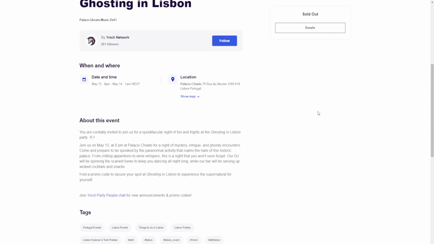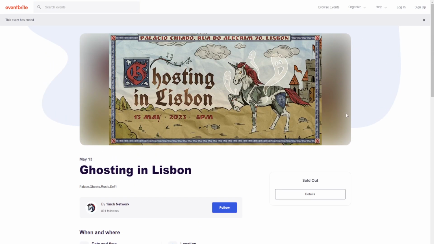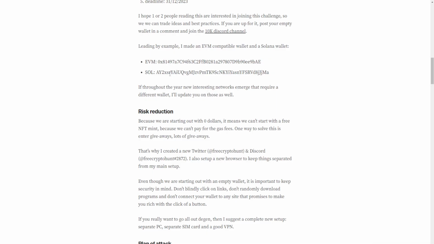Now, why are these events interesting? Well, this one specifically, they were handing out poker chips, and on this poker chip you had a QR code, and with this QR code you were able to claim some 1-inch tokens, and the value differed from $10 up to $100.